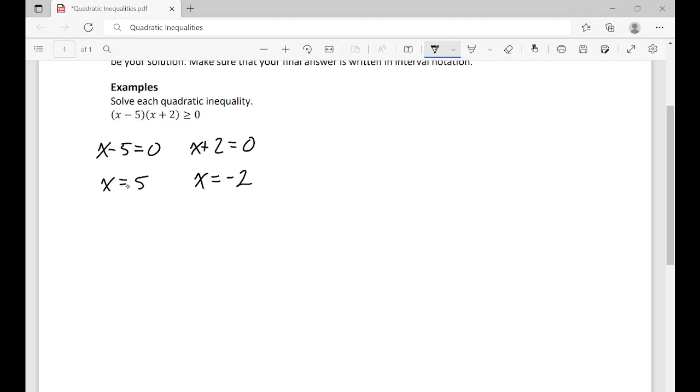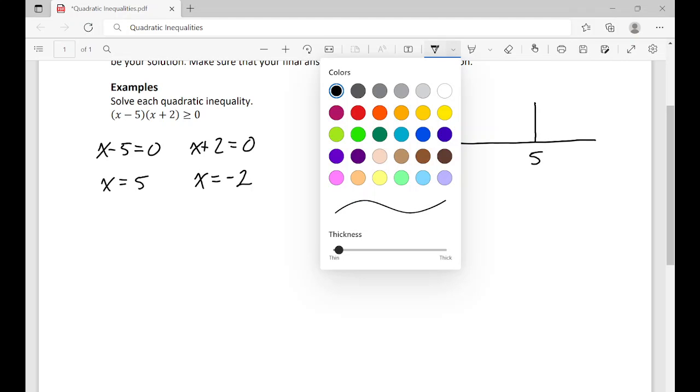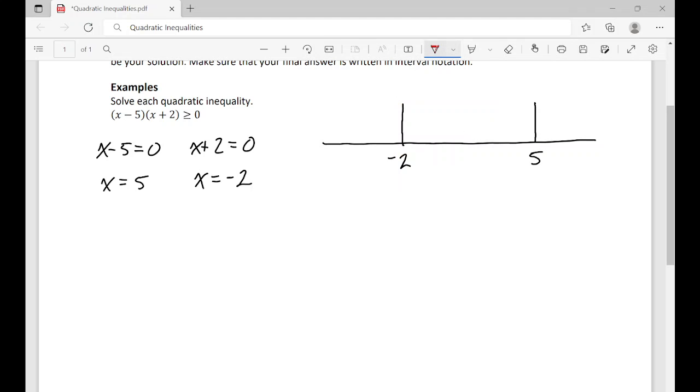So we have our two answers so far, but that's just what we're going to be using for our sign graph. And the sign graph is going to look like this, kind of like a number line. So put it in order, negative 2, positive 5. Then from here, I'm going to pick some test points. Something to the left of negative 2, which I'll say is negative 3. In between negative 2 and 5, I'll say 0. And something greater than 5, I'll say 6.